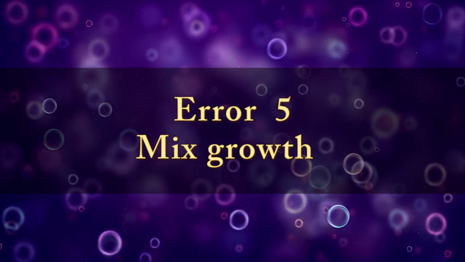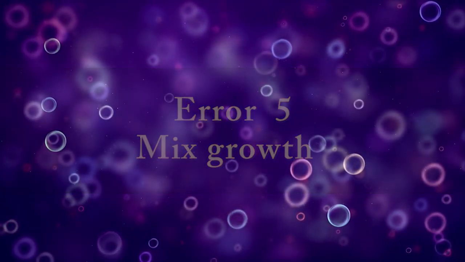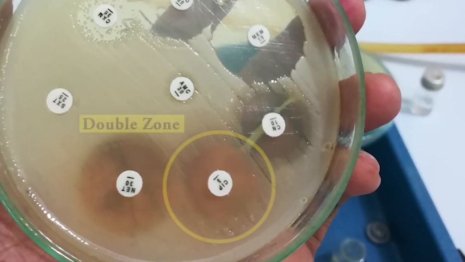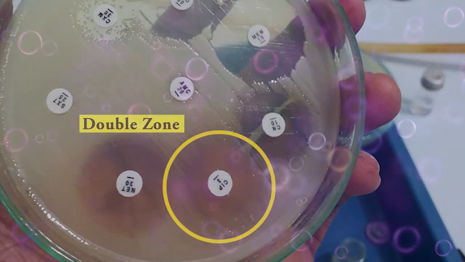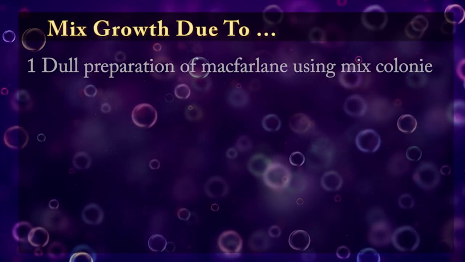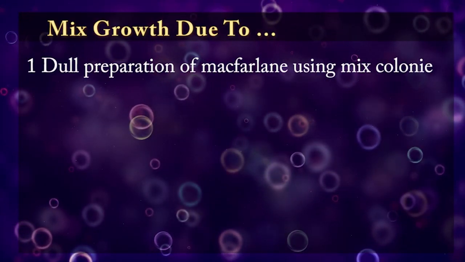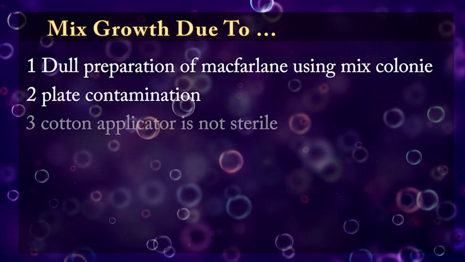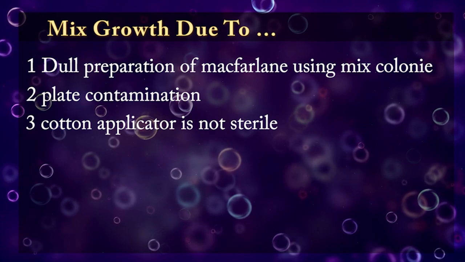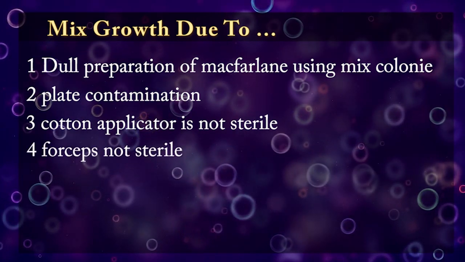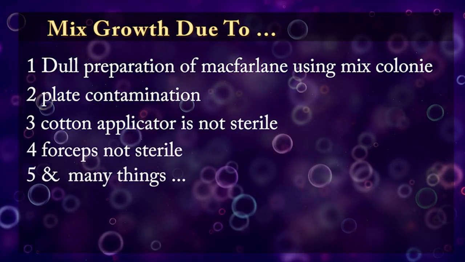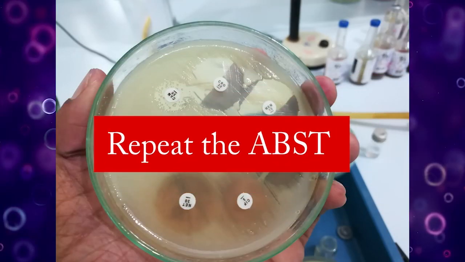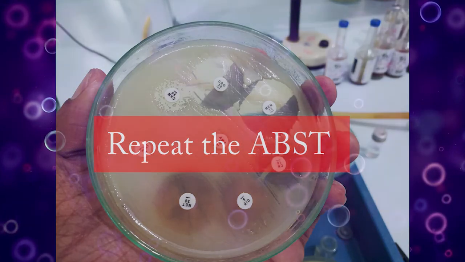Error number 5, mixed growth. Ciprofloxacin also shows a double zone. There is also another organism. This happens due to poor preparation of the McFarland using mixed colonies, plate contamination, non-sterile cotton applicator, non-sterile forceps, and many other things can contribute. Better to create a report that repeats the ABST and gives correct zone diameters.